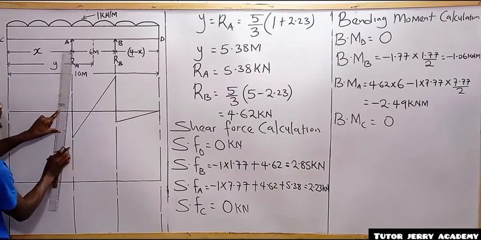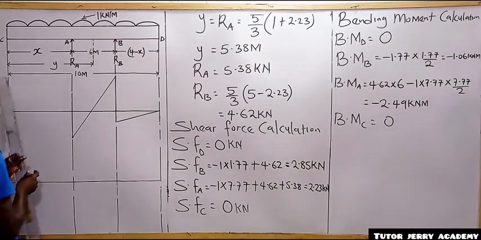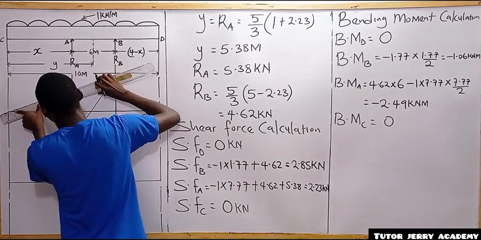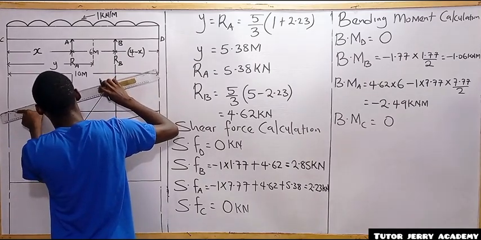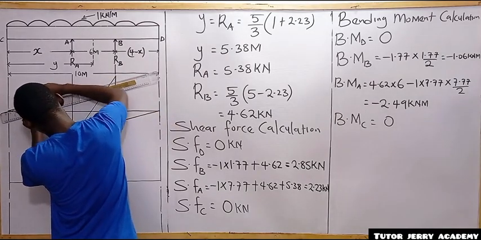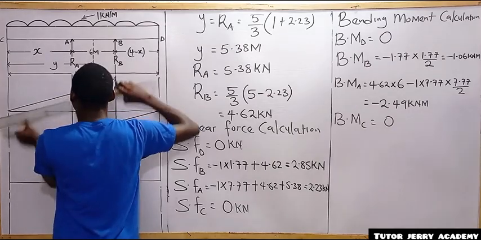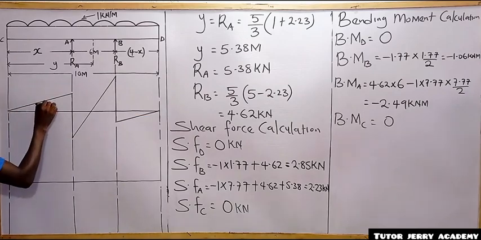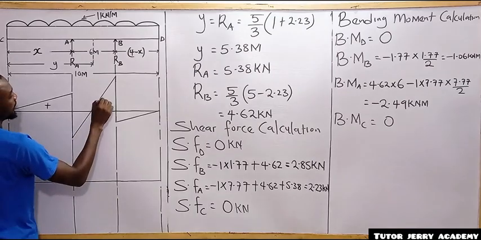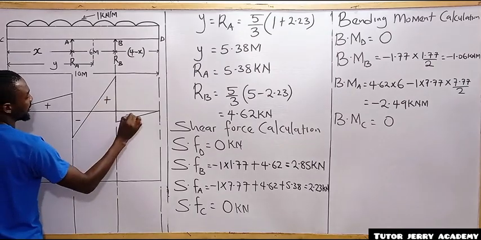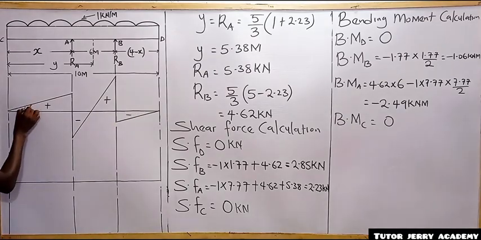All right, that's it. So at point C, our shear force is what? 0. So I'm joining this point with this point. Please always make your work neat. All right, so shade now. This is positive. This is positive. This is negative. This is negative. So you can shade.